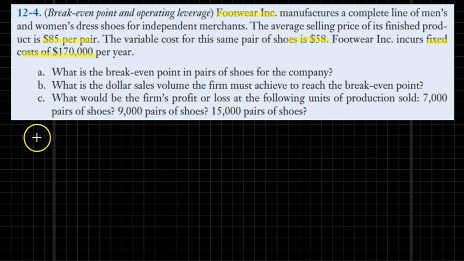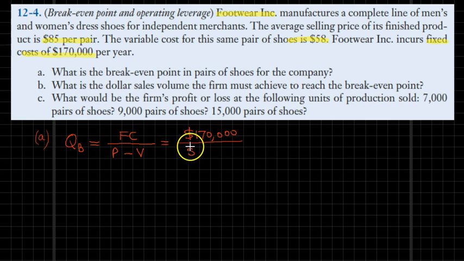Now in part A, we are to calculate the break-even point in quantity, in pairs of shoes. So we simply apply the break-even quantity formula, which is equal to overall fixed cost divided by the unit selling price minus the unit variable cost. Obviously, fixed costs are $170,000 in total. The unit selling price of a pair of shoes is 58. Oh, sorry for that. It would be $85, I believe.